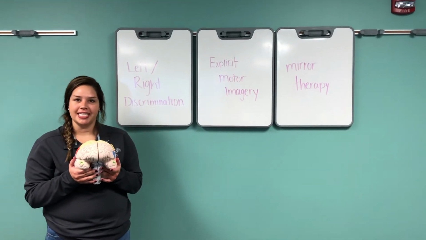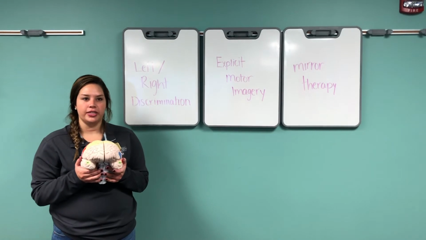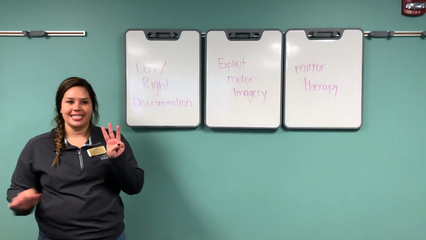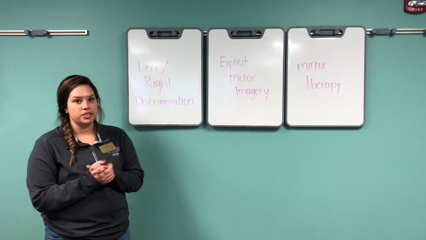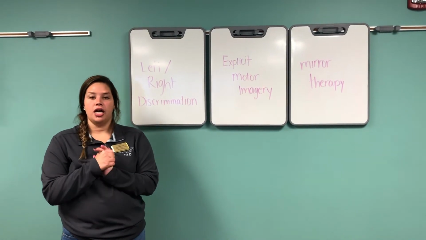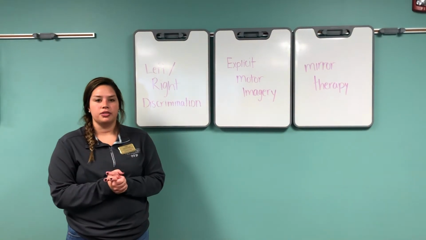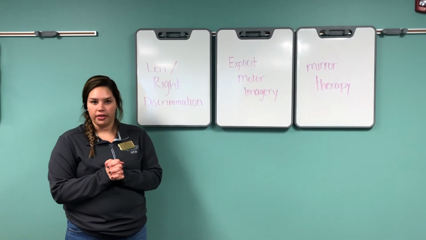Graded motor imagery is another technique to use. GMI is the process of training and retraining your brain for connections. It's broken down into 3 stages. The first is left-right discrimination. Research shows that people with chronic pain often have trouble differentiating between left and right. So this is the process of identifying one side of the body as distinct from the other.